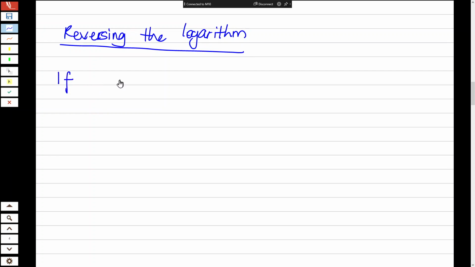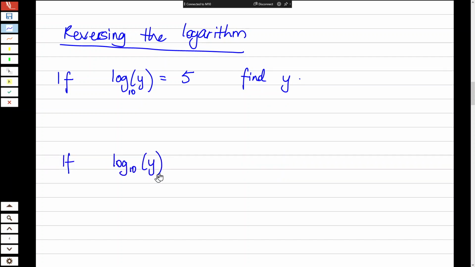Okay, so here we go. If log of y, we'll say base 10, is 5, find y. If log of y, just leave the gap, because we'll fill in the solution there. If log of y is 2.7, find y.